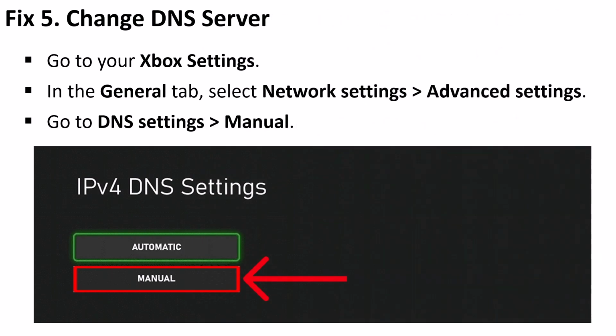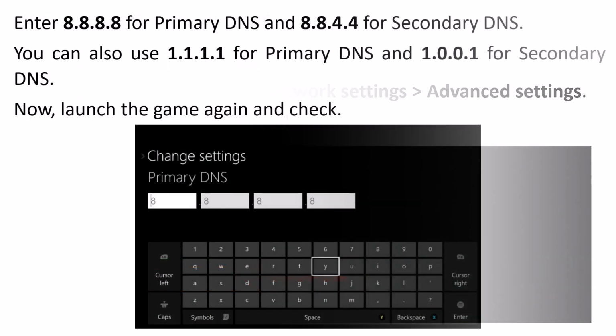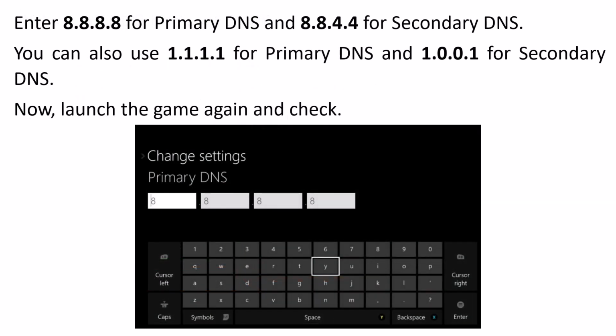Fix 5. Change DNS server. Go to your Xbox settings, in the General tab select Network settings, Advanced settings, go to DNS settings, Manual. Enter 8.8.8.8 for primary DNS and enter 8.8.4.4 for secondary DNS. Save it, then launch the game and check. If that doesn't work, then repeat the process and this time in primary DNS enter 1.1.1.1 and in secondary DNS enter 1.0.0.1 and save it. Then relaunch the game and check.